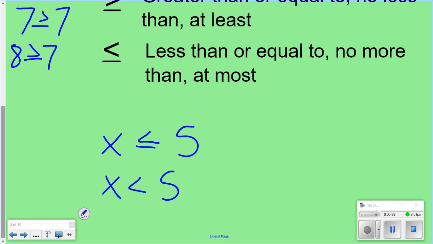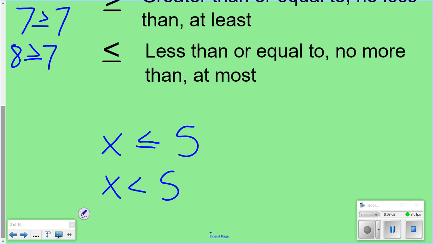No. Oh, wait, no. Sure, it can be negative. If I say x is less than 5, it could be 4, 3, 2, 1, right? So what's the difference between these two? This one can include a 5. Can this one? No, the bottom one can't include 5. Well, negative 5, it could be negative 5, but I mean this 5 right here.